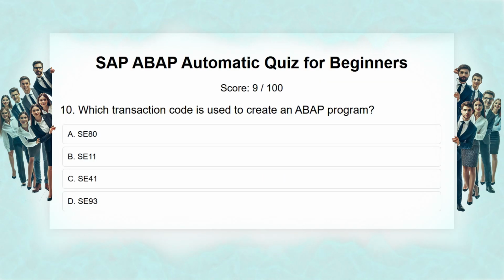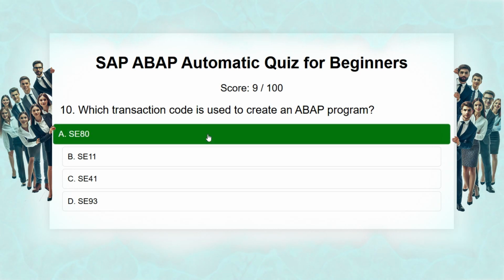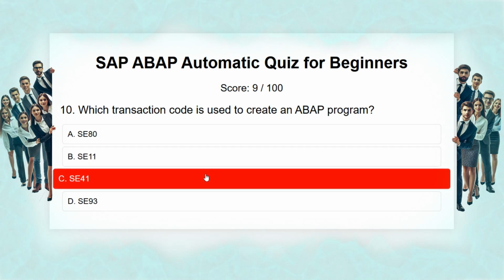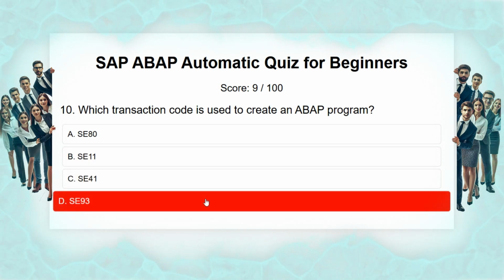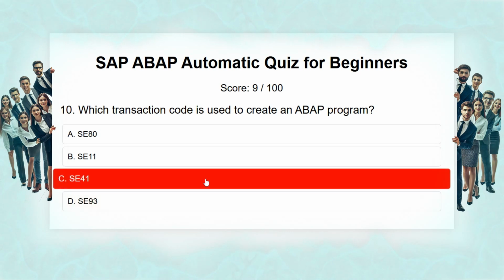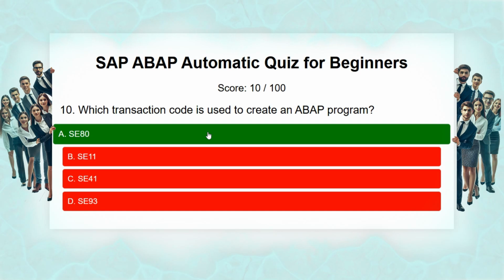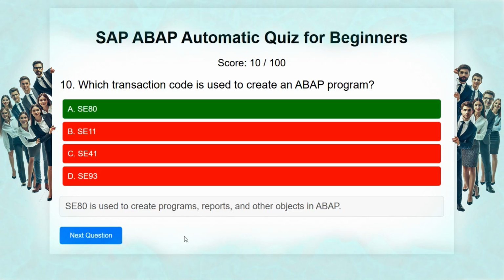10. Which transaction code is used to create an ABAP program? A. SE80. B. SE11. C. SE41. D. SE93. Correct answer. SE80 is used to create programs, reports, and other objects in ABAP.